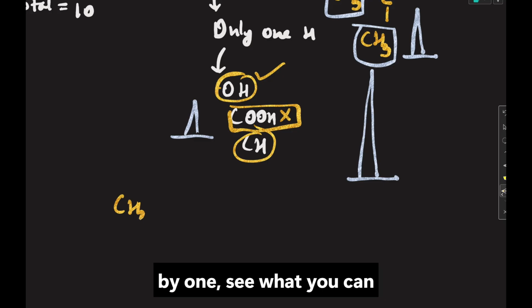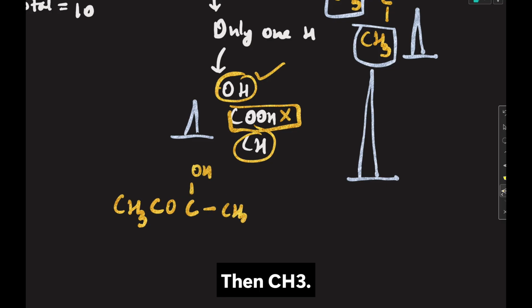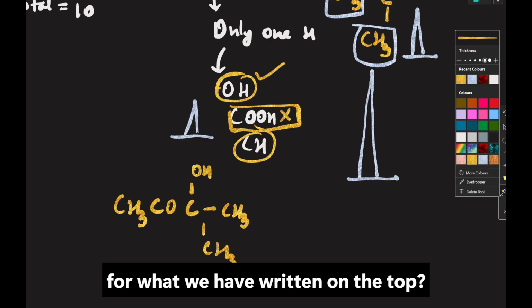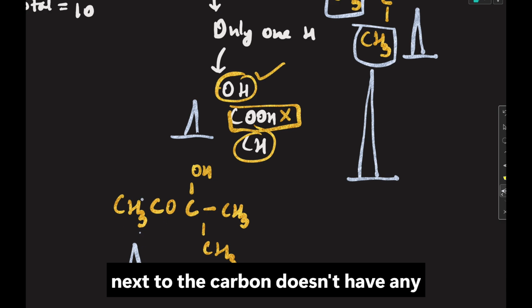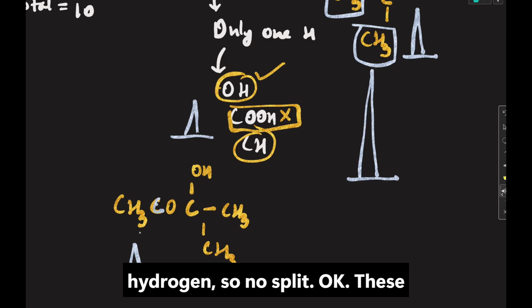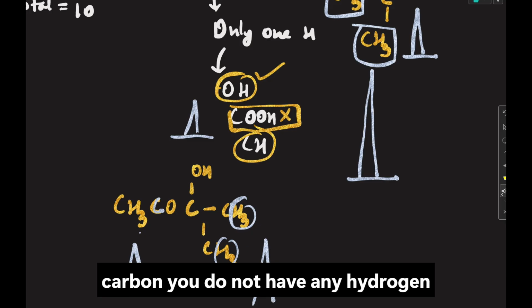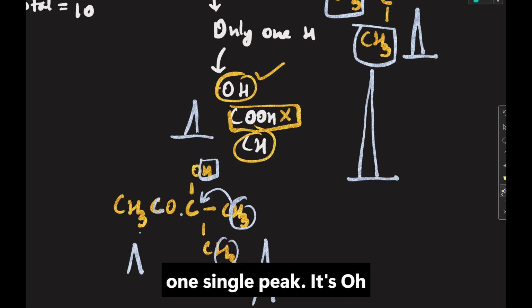So if you add all of these structures together now, one by one, see what you can make. CH3, CO, then C, OH, then CH3, CH3. Now, are we accounting for what we have written on the top? You have one peak for 3 hydrogen atoms, and the next carbon doesn't have any hydrogen, so no split. These 6, no split, because on the next carbon you do not have any hydrogen to split it. Then this by itself is just one single peak, the OH.